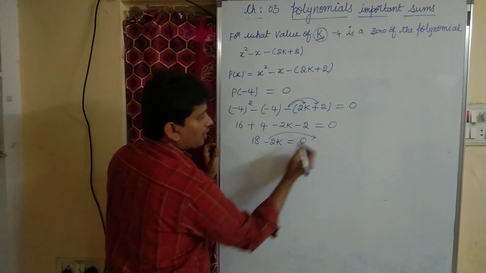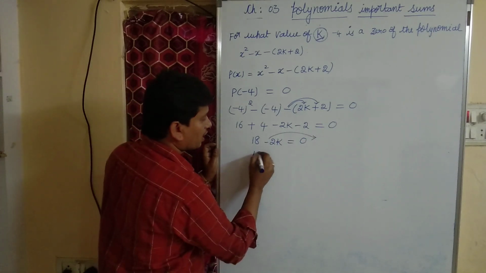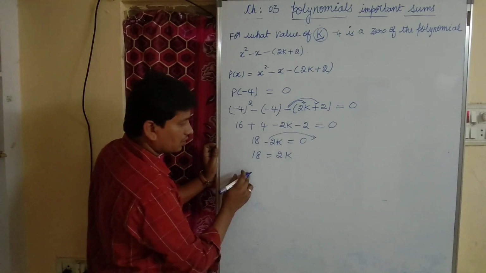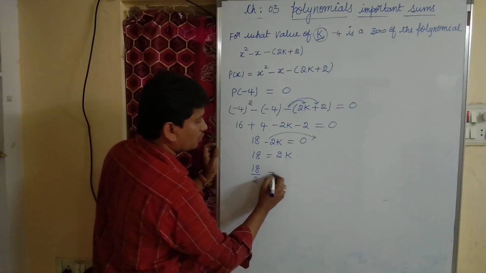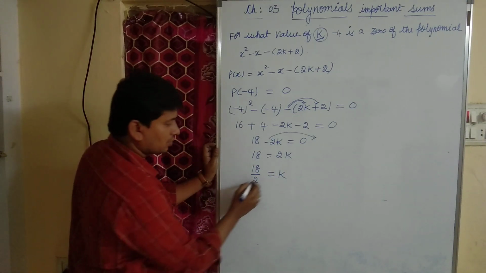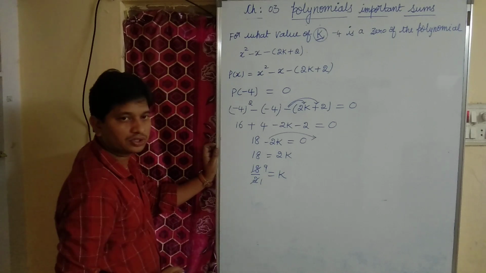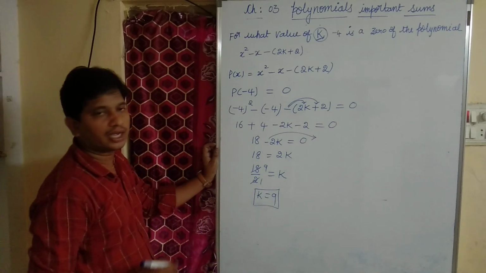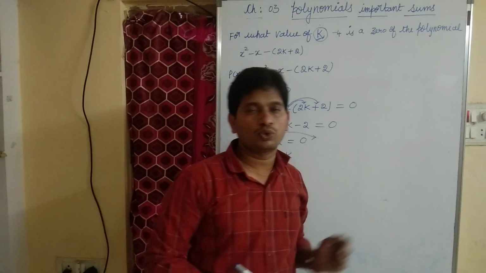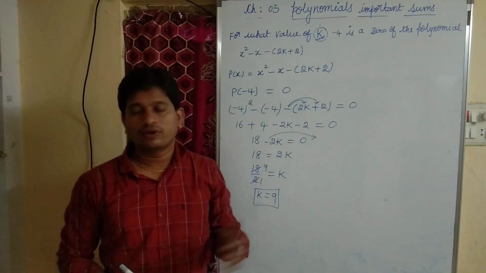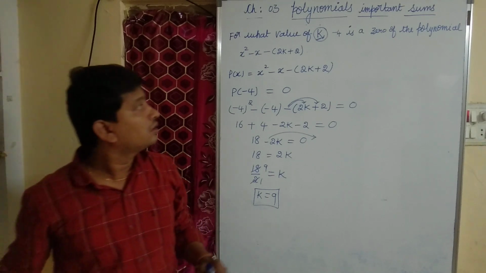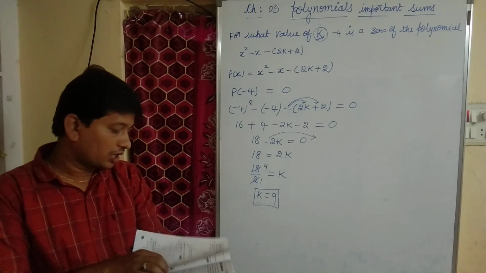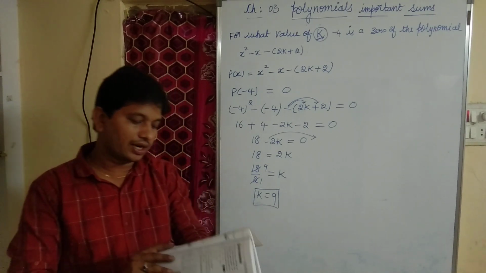So minus 2k, if you transpose, it will become plus 2k. As 2 is multiplying here, transpose: 18 by 2 is equal to k. 2 table, 2 1s are 2, 2 9s are 18. Therefore, what is the value of k? Therefore, the value of k is 9. In this way also they ask questions. For what value of k, or for what value of p, or for what value of m, given minus 4 is the zero of the polynomial, or 2 is the zero of the polynomial, etc. Right?